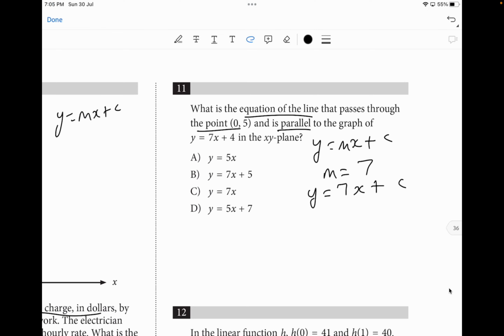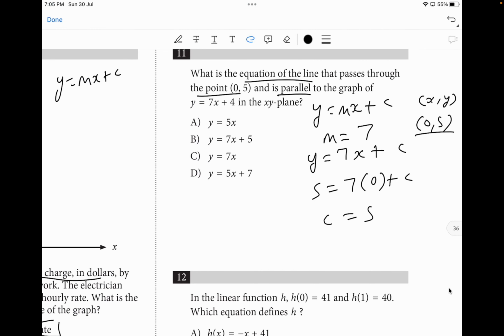Since we also know a point, (0, 5), which is x, y, we're going to substitute both the values of x and y respectively in this equation. So it's going to be 5 is equal to 7 bracket 0 plus c, and we find the value of c, which is going to be 5. So your answer is going to be y equals 7x plus 5. So in these options, it's going to be option B.